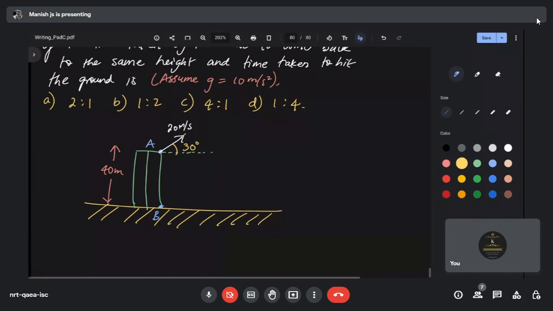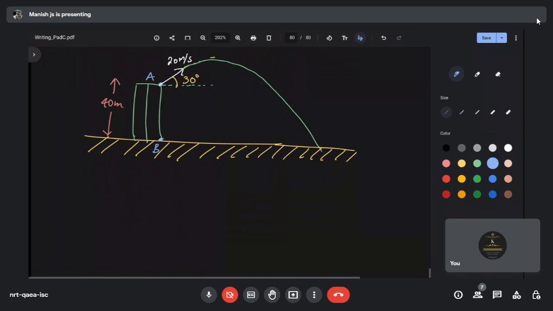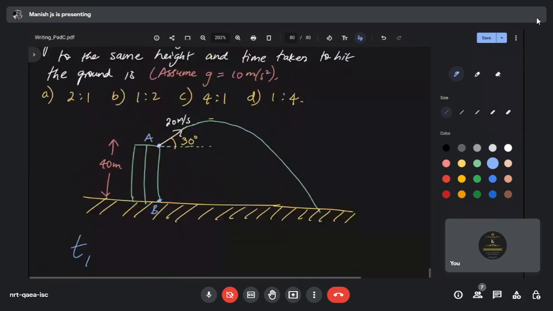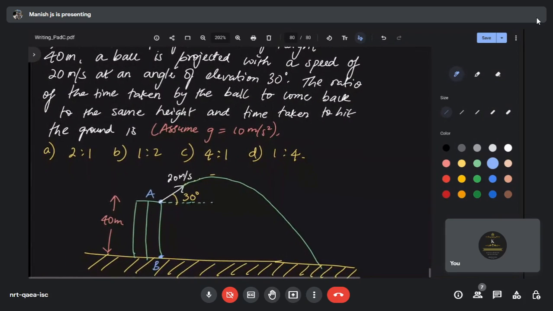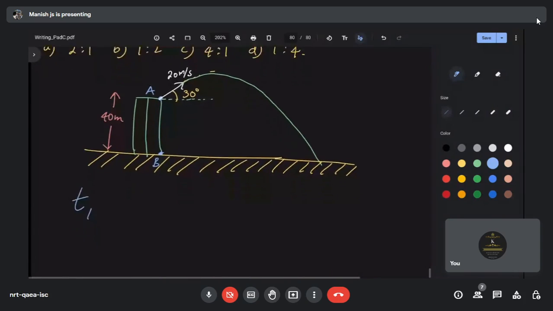So this is going to take a projectile path and then falls down like this. This is the given situation. In this situation you will have to find out the ratio. What is the time taken by the projectile? You can see here, from the top of the tower, a ball is projected with a speed of 20 meters per second. The ratio of the time taken by the ball to come back. Either one you can find out first.